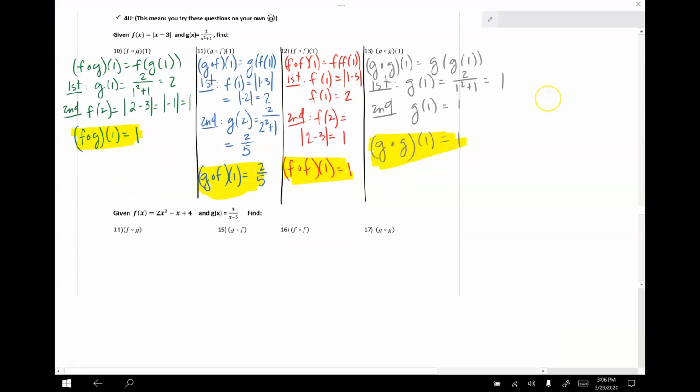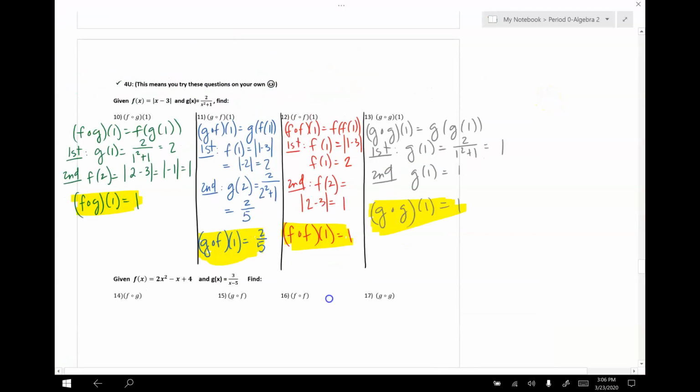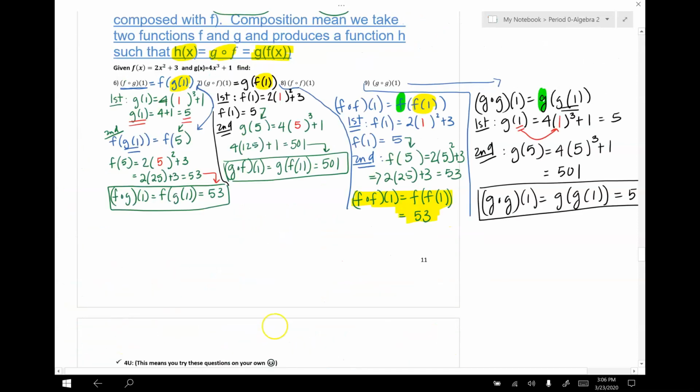Hey guys, all right. Let's continue with our skill of composition of functions.